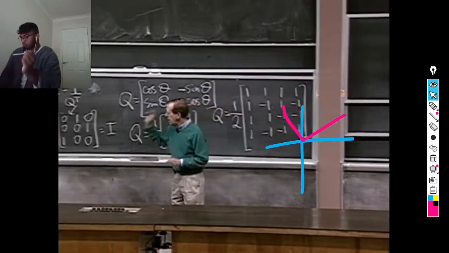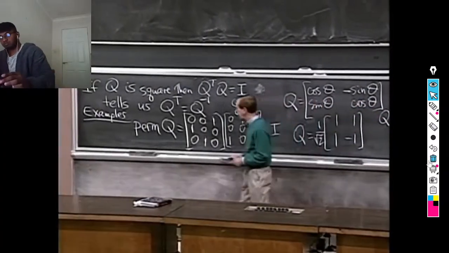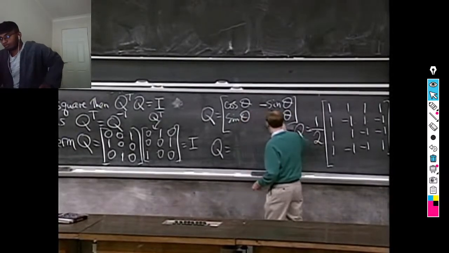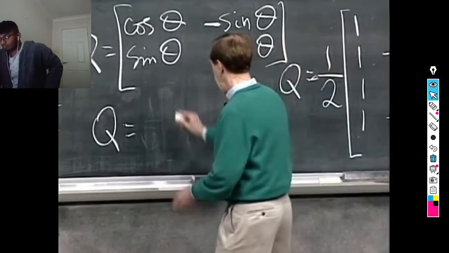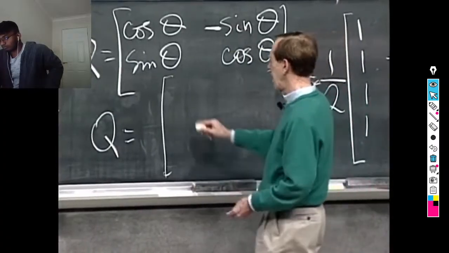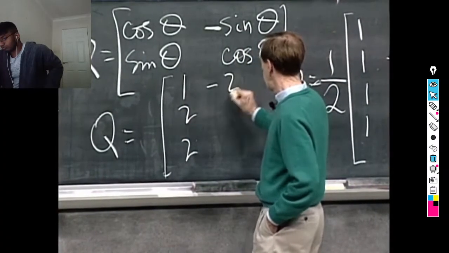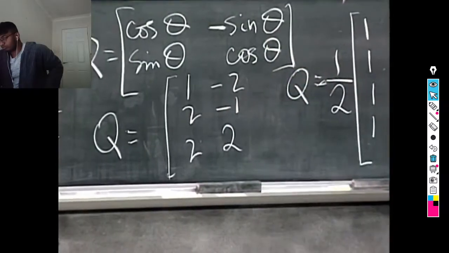Let me remember that the matrix could be rectangular. So I better put a rectangular example down. So these are all square examples. Can I put down just a rectangular one, just to be sure that we realize that this is possible? Let's see, if I put like a 1, 2, 2, and -2, -1, 2.